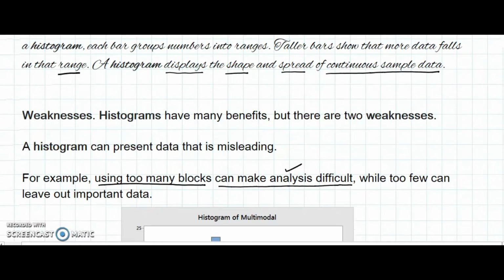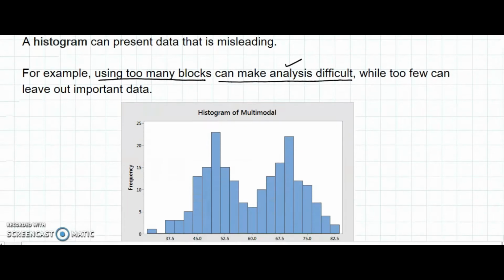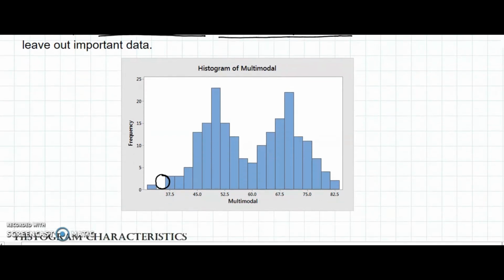Here is one example which I am showing to you, a histogram of a multimodal distribution. You can see here that some data is not mentioned, so that can be misleading. The data which is not mentioned in the circle might be important data, which can mislead the graph.